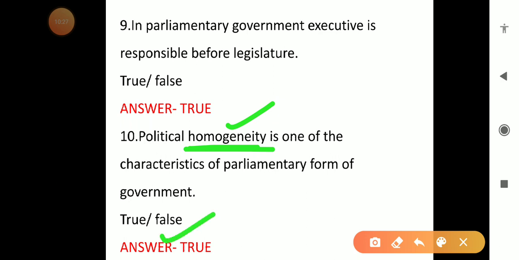The statement is true, but if you talk about homogeneity in India, there is no political homogeneity among the parties who are forming the government. The government of coalition is working there. Having different ideological backgrounds, political parties unite just to form the government, just to be in power. Though the statement is true, political homogeneity is one of the characteristics of the parliamentary form of government.